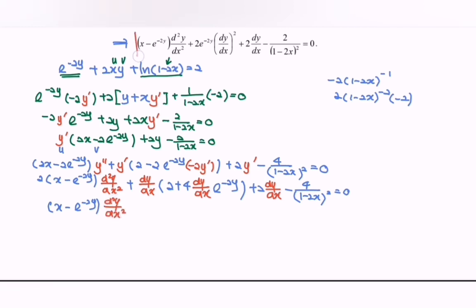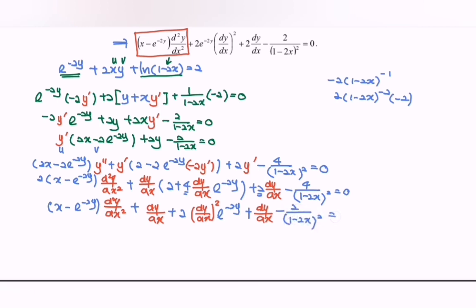Notice that we already showed this part. Next, continue. Plus, divide by 2, so we have dy/dx. Plus, divide by 2, so we will have 2 times (dy/dx)^2 times e^(-2y). And then plus we divide by 2, so we have dy/dx minus, divided by 2, so we have 2 over (1 - 2x)^2 equals 0.